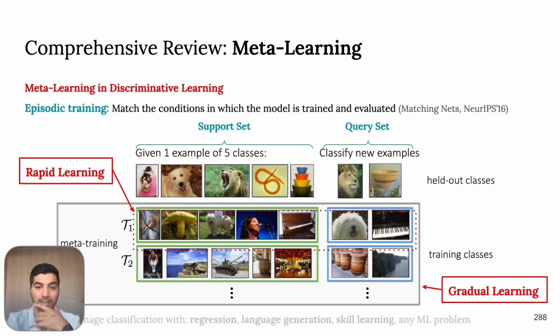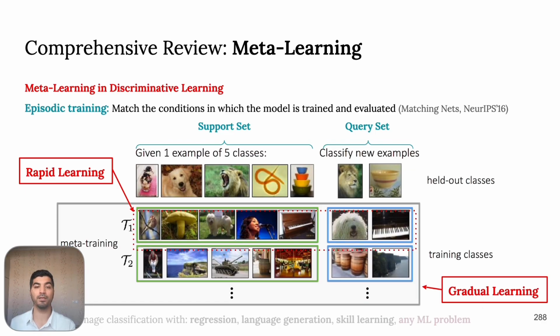And the idea is that because at test time, we will be given a five-way one-shot classification task, during training, we create tasks that kind of mimic this setup. For example, for creating task one, we randomly sample five classes from our training classes. And then for each class, we randomly sample one image. This creates our support set for this task. And then for the same classes, we sample some other images for evaluation, which creates our query set.